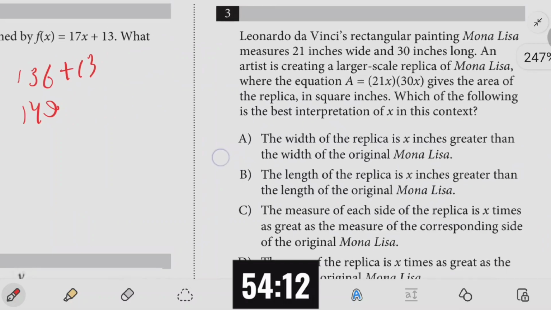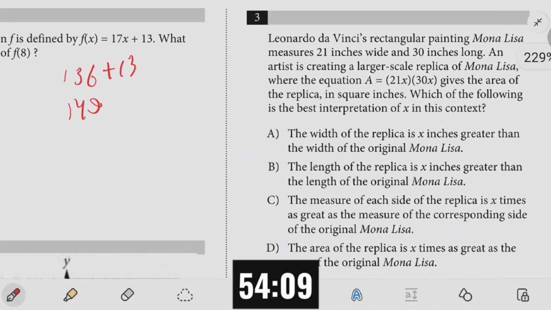Leonardo da Vinci's rectangular painting Mona Lisa measures 21 inches by 30 inches long. An artist is creating a larger scale replica of the painting. Equation A equals 21x times 30x gives the area of the replica in square inches. Which of the following is the best interpretation of x in this context? The width of the replica is x inches. The length of the replica is x inches greater. The measure of each side of the replica is x times as great as the measure of the corresponding side. The area of the replica is x times as great as the area.